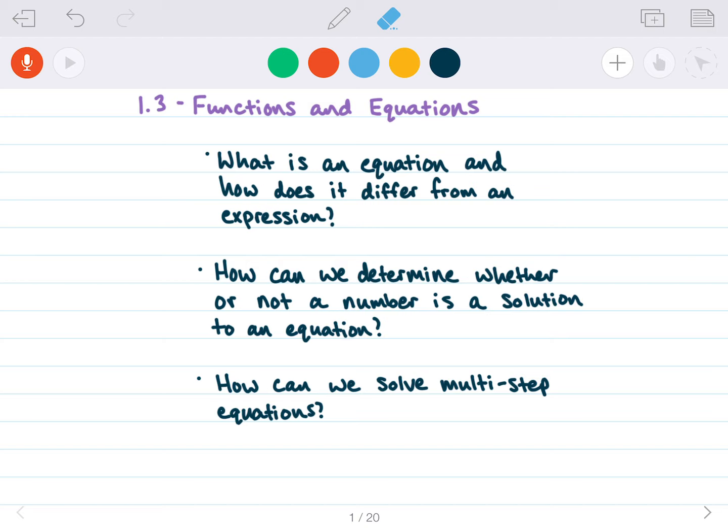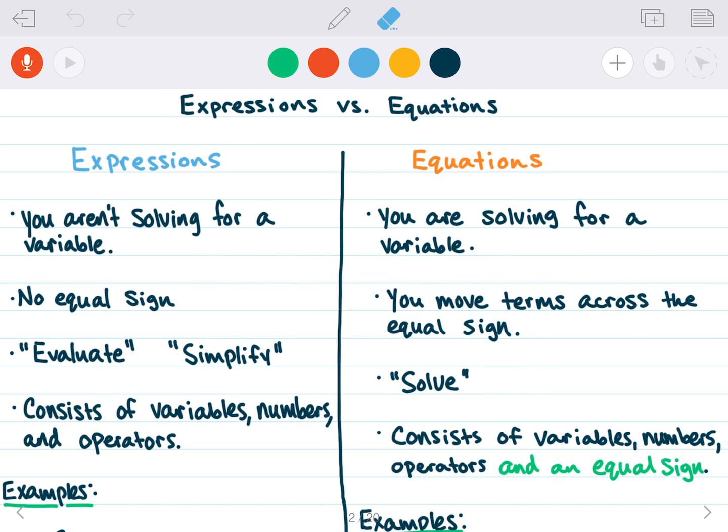Hey guys, in this video we're going to talk about Chapter 1, Section 3, Functions and Equations. So the first thing we need to do is remind ourselves what expressions are, and now we're going to introduce something called equations. Sometimes students get confused between the two, so I want to make sure that you guys understand the distinction.